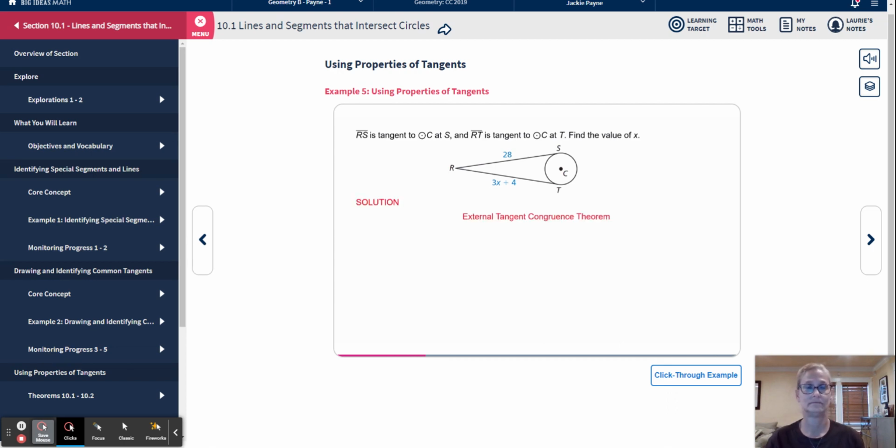Solution. The external tangent congruence theorem states tangent segments from a common external point are congruent. So this means RS is equal to RT. Using the information given in the diagram, substitute 28 for RS and 3x plus 4 for RT, which gives you the equation 28 is equal to 3x plus 4. Solve for x by subtracting 4 from each side of the equation, which gives 24 is equal to 3x, and then dividing each side of the equation by 3, and 8 is equal to x. So the value of x is 8.